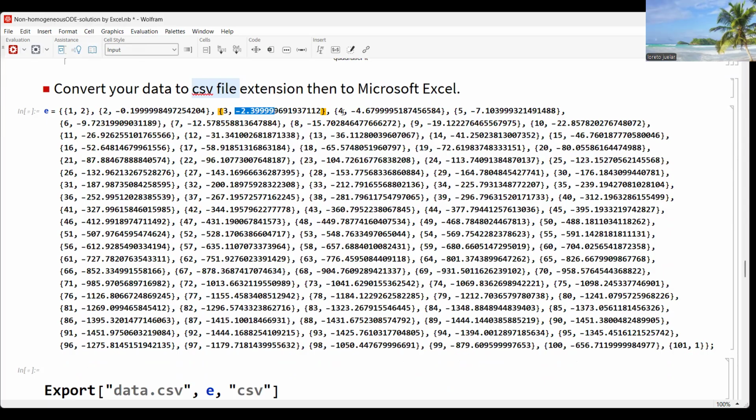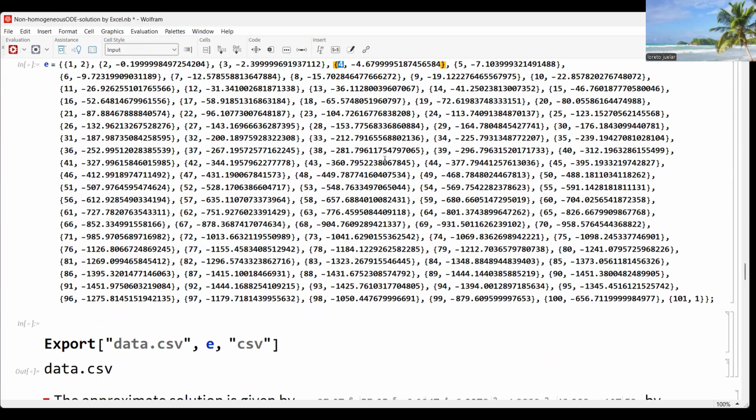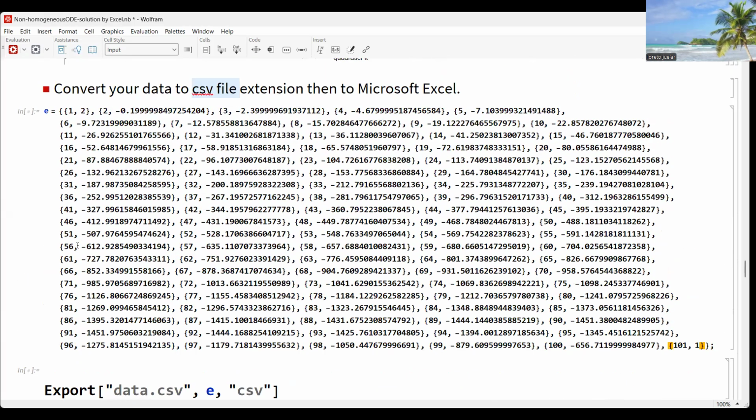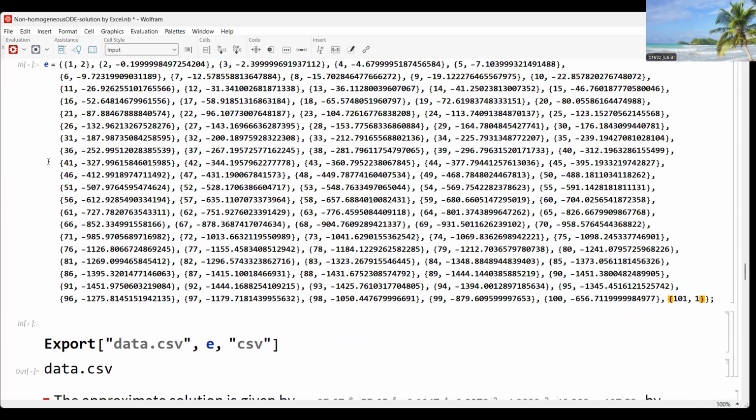Now the third solution corresponds to negative 2.399. The fourth solution corresponds to the solution negative 4.67. All right, so up to the 101st solution here. The last boundary condition corresponds to 1 here. Okay. Then write, so this is equal to e.